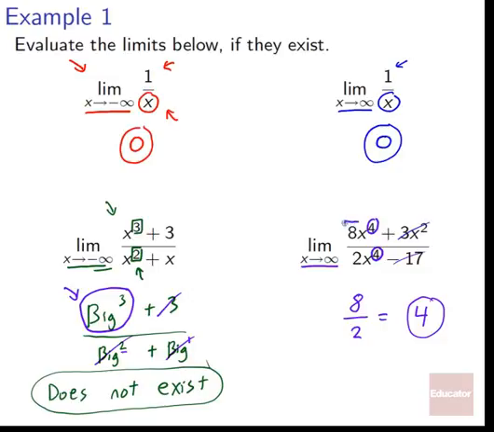We can also see this as the leading coefficients, 8 and 2. Since we've got the same leading exponents, we just do the leading coefficient on the top divided by the leading coefficient on the bottom, 8 over 2, and that's equal to 4.